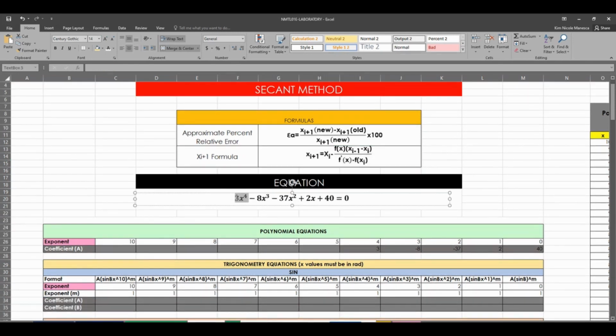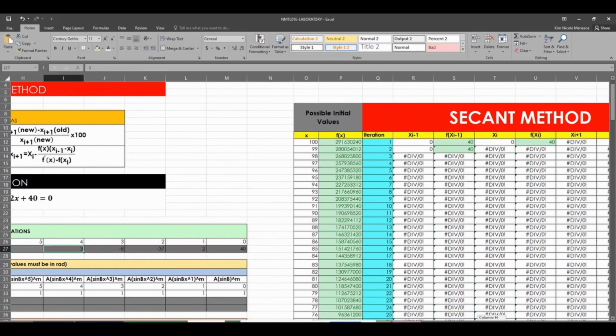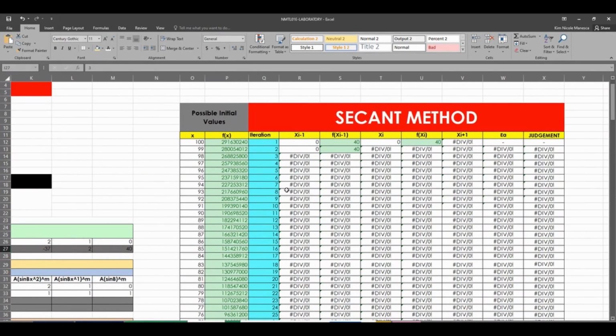We have a given equation over here: 3x to the fourth minus 8x cubed minus 37x squared plus 2x plus 40 equals 0. Let's input the coefficients of this equation. Then make sure that the other functions are set to 0, which is not in the equation. This table here will compute for the possible initial values of x and f of x.